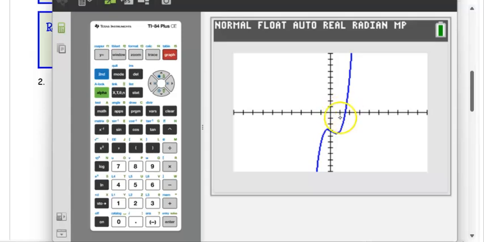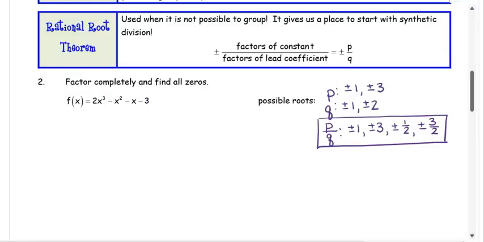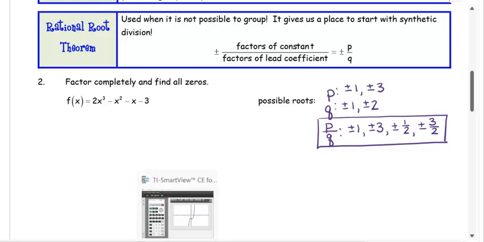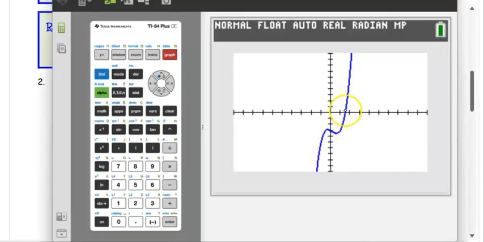Now notice I see that it only intersects the x-axis one time. This is a degree of 3, which means I'm looking for 3 roots. Since it's only intersecting one time, I only have one real root. The other 2 are going to be imaginary.